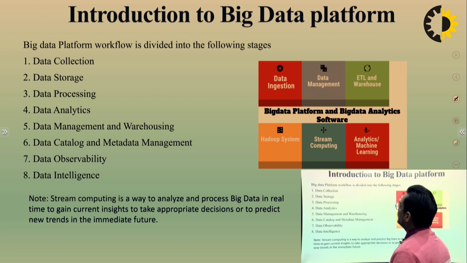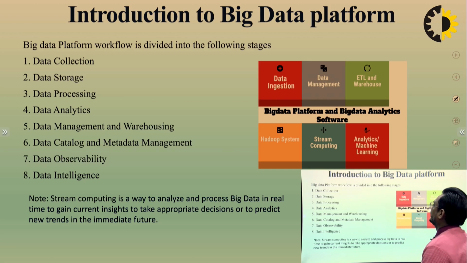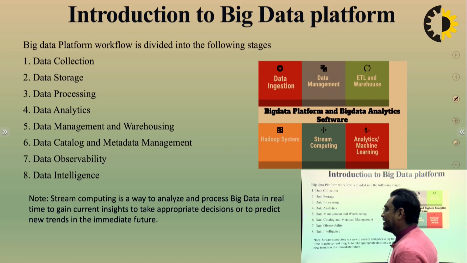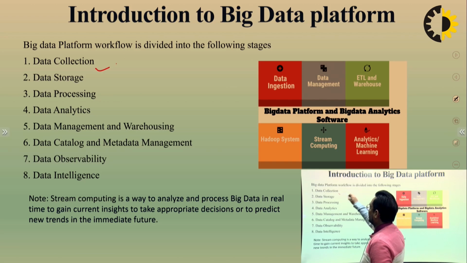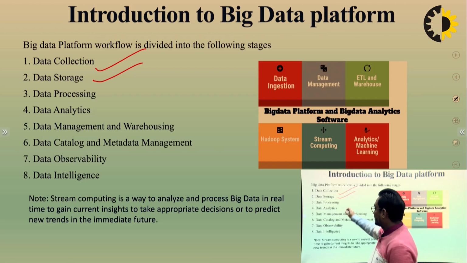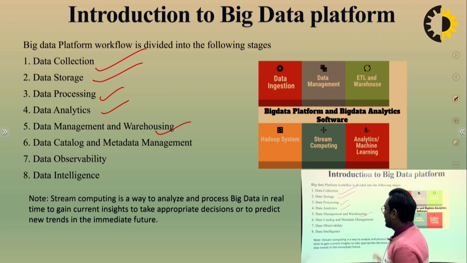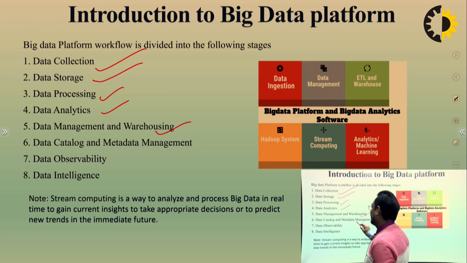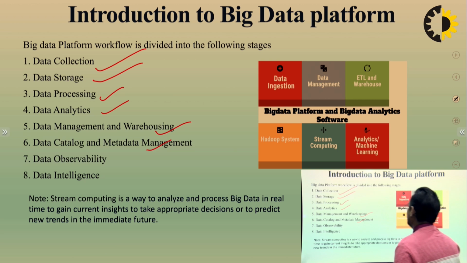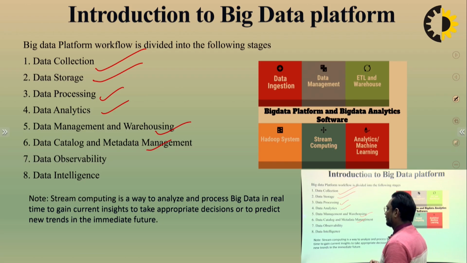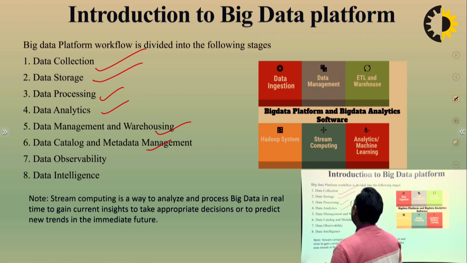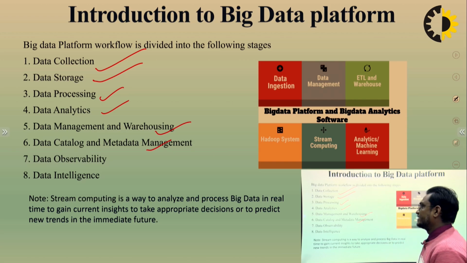The big data platform workflow is divided into the following stages. First one is data collection. Second one is data storage. Third one is data processing. And fourth is data analytics. Fifth one is data management and warehousing. Sixth one is data catalog and metadata management. The workflow is divided into the following stages. Data collection.